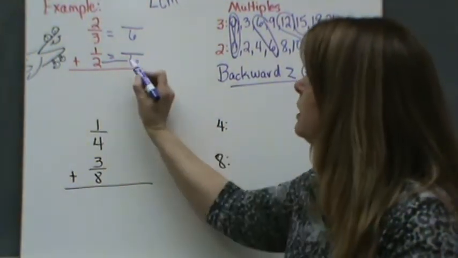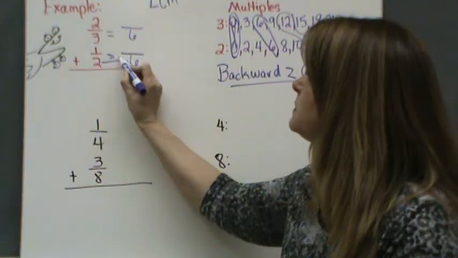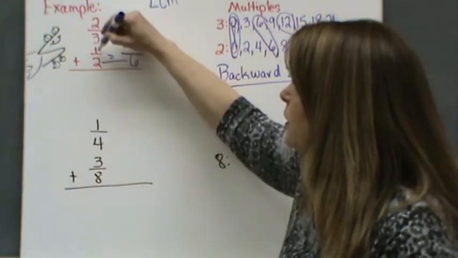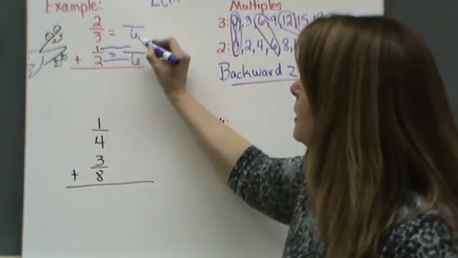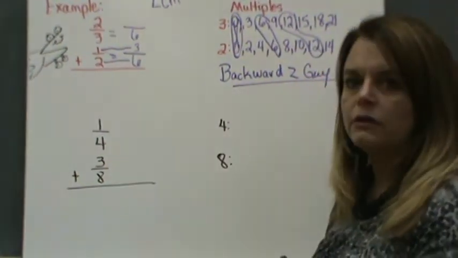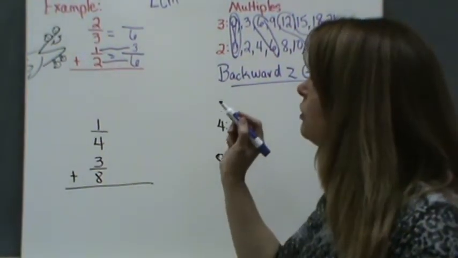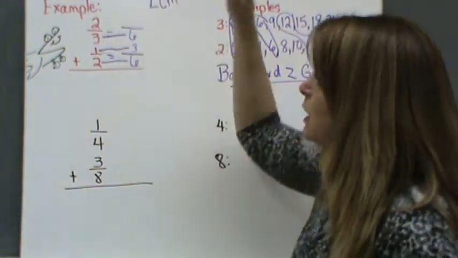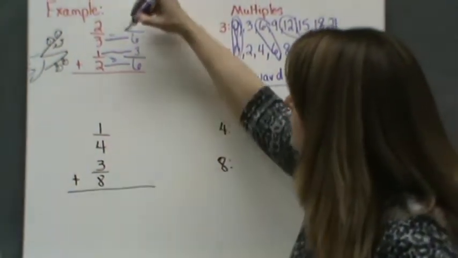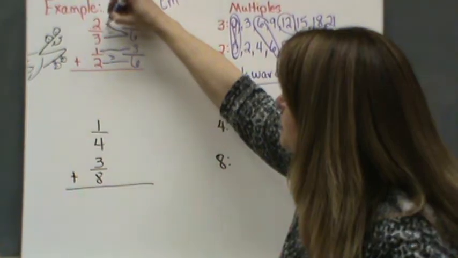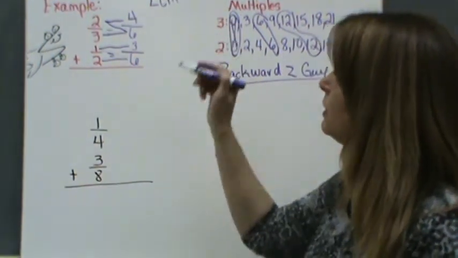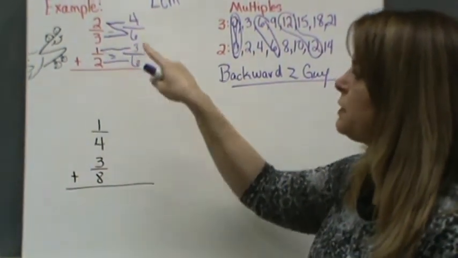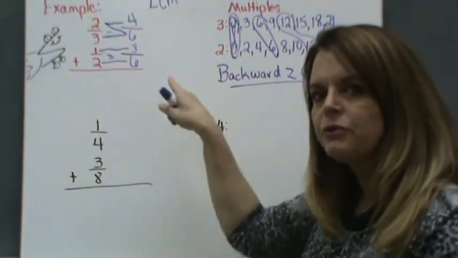2 times 3 is 6, so that'll go 3 times. 3 times 1 is 3, and so my 3 is going to go there. Backward Z guy to the rescue. So he's going to help me again. 3 goes into 6. How many times? 2. 2 times 2 is 4. So 2/3 is equal to 4/6. 1/2 is equal to 3/6.